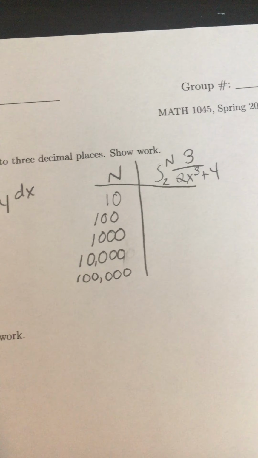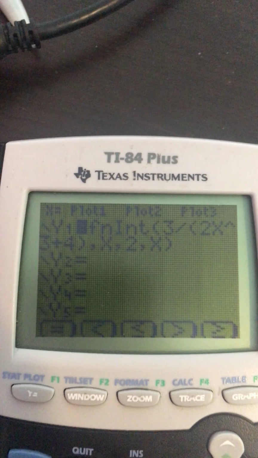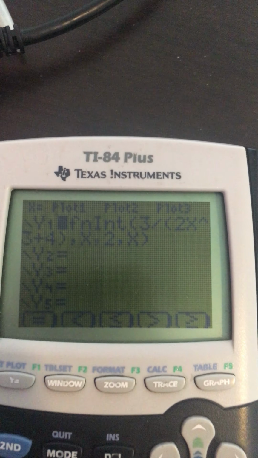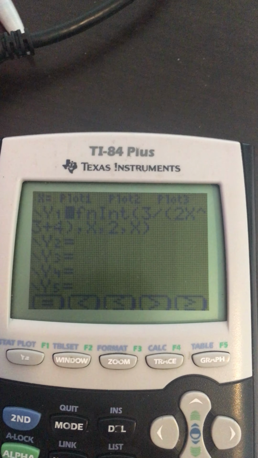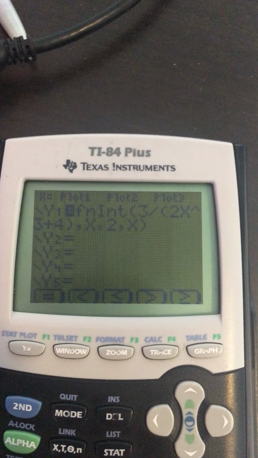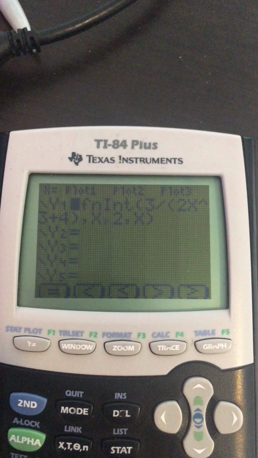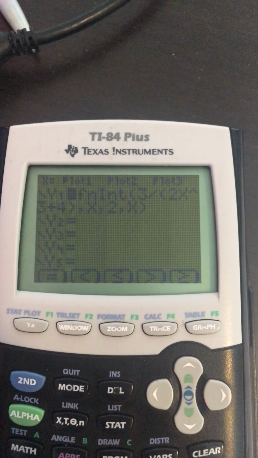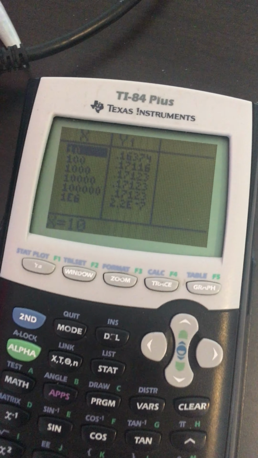And then to figure this out, we put it in our calculator. And so here I have it written out. To get the fnInt, you go math 9, and then you can put 3 divided by 2x to the third plus 4, and then the x variable, and then we start at 2 when we want to go to n, which would be the x variable, and then we can go to the table.